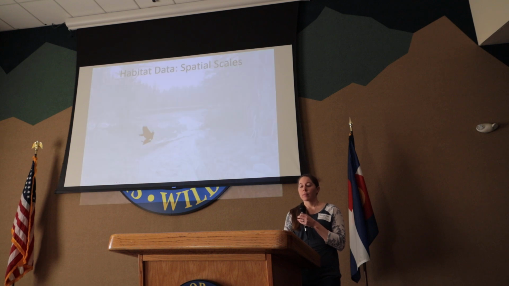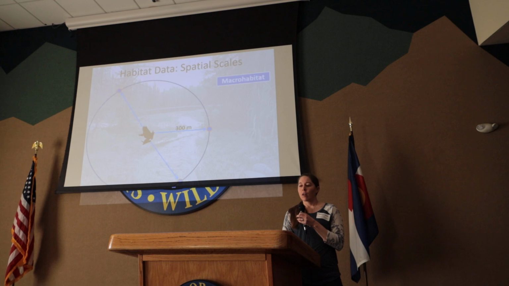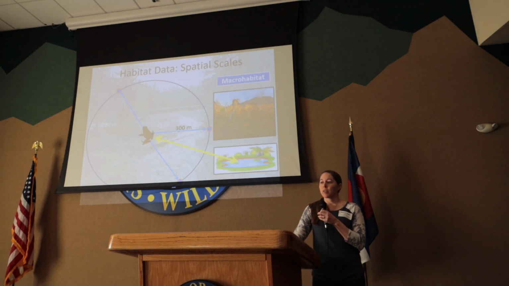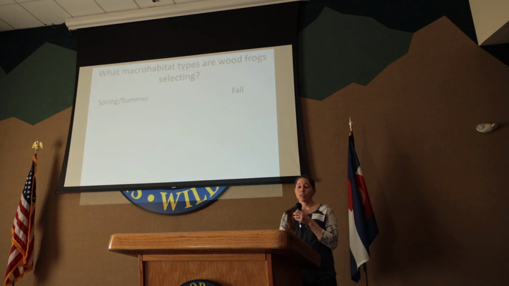So we looked at habitat selection across 3 spatial scales. Our largest spatial scale we're calling the macrohabitat scale. And at this scale, we looked at general land cover type, as well as measured the distance to the closest water body. And we did the same thing at 3 available locations that were around 300 meters away from where that frog was found.